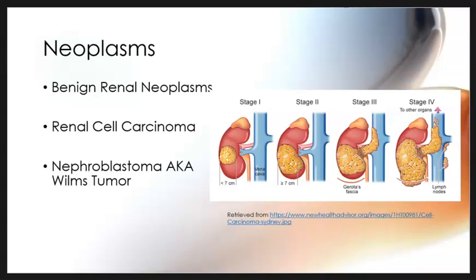Nephroblastoma, aka Wilms tumor, is the 5th most common malignancy in pediatrics and is the most common cause of kidney cancer. 75% of these cases occur in children less than 5 years old. It's typically only in one kidney.